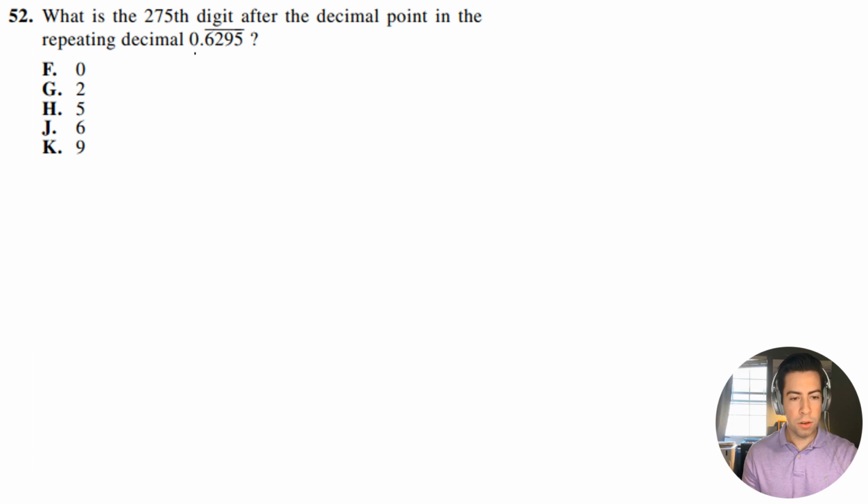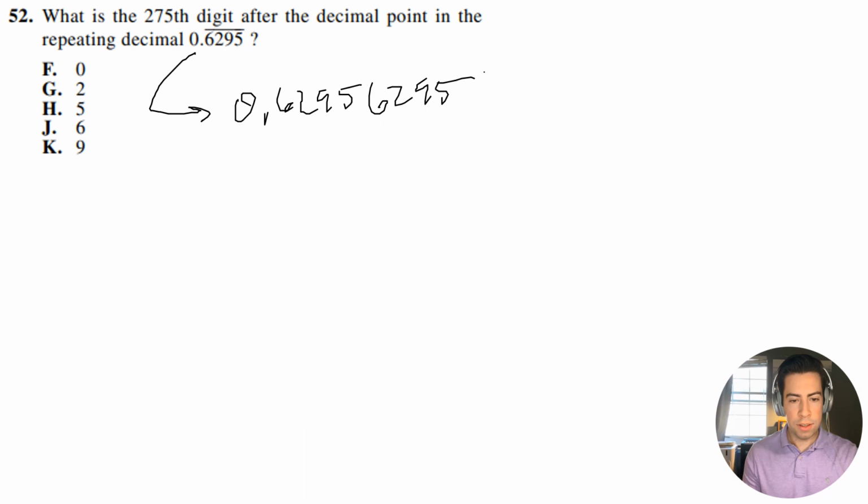So we know that this has to be equivalent to the following value, and let me just go ahead and write out a few iterations. So it's going to look like this: 0.6295, 6295, 6295, 6295, etc. What you'll notice is that every time we walk over 4 times, so if I go from here 1, 2, 3, 4, I end up with the same number that I started with.